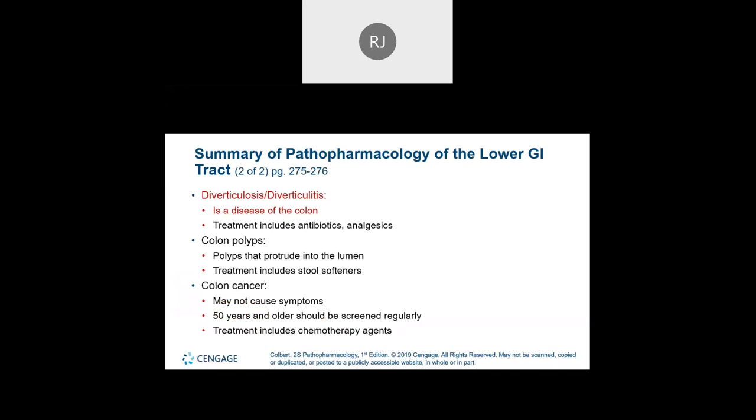On pages 275 and 276, we continue with diverticulosis and diverticulitis, and you want to know the difference between those two. They are both diseases of the colon, and treatment can include antibiotics and analgesics, aspirin. How about that? Then you have colon polyps and colon cancer.